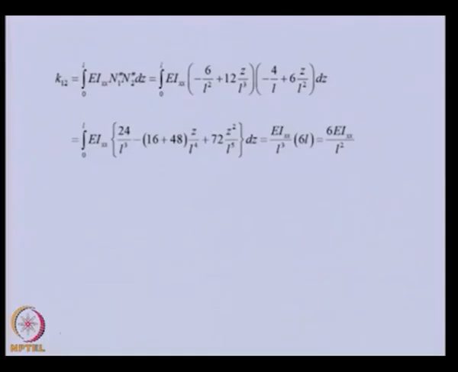Now, let us see a typical stiffness element, let us say K12. We need to substitute the corresponding shape function and its second derivative, and if we integrate, we will get that particular term. Similarly, we can integrate the other terms.